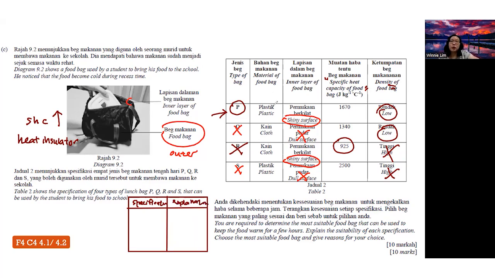Okay, then what you do is you explain the specification one by one. Which means you explain what happened to the plastic. I use another color. Okay, you explain it one by one. So for material wise, you can straight away say plastic. The surface also same, you say shiny surface.